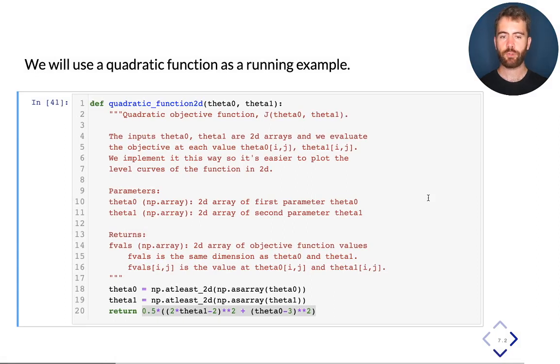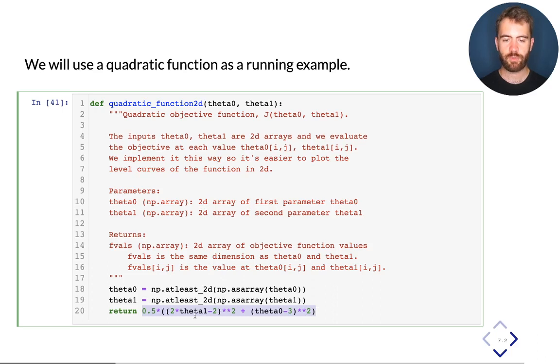And for this, I'm going to define a two-dimensional extension of our quadratic function that we saw earlier. So here, this is a two-dimensional quadratic function, and it's a function of two inputs, theta 0 and theta 1. These are each scalar, and so the input to quadratic function 2D is two-dimensional. Here I'm mentioning a few technicalities about the implementation of this function, but the key line that you need to look at is this one, where I'm defining what the function is.